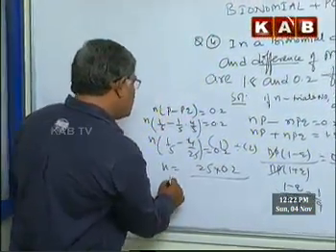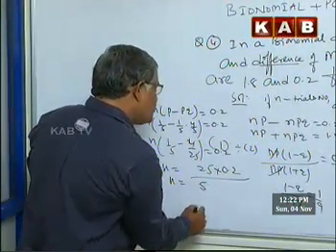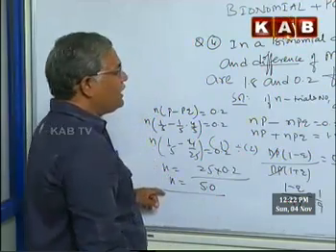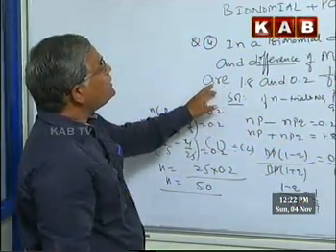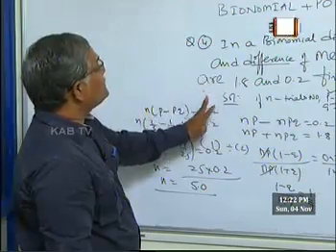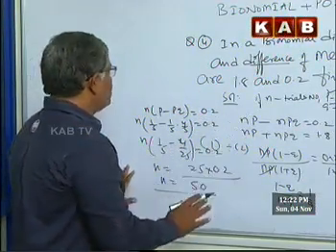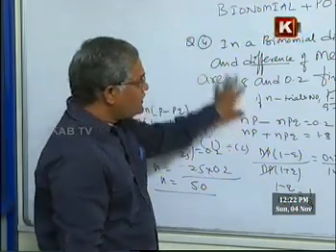How much is that going to be? 5.0. n is 5. So you are asked in this question what? Three things are asked. What are they? Parameters. n is found, p is found, q is found. That's all. The solution is complete.